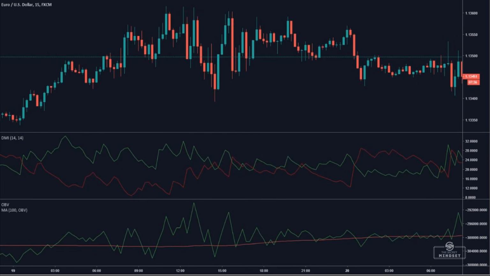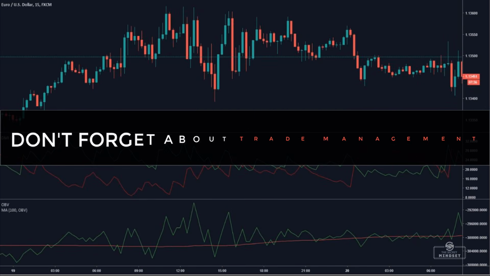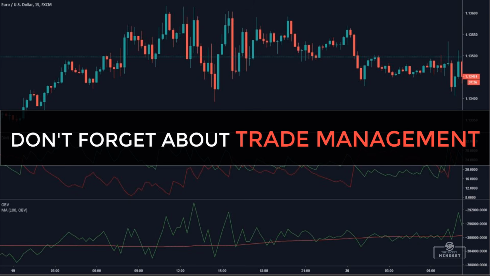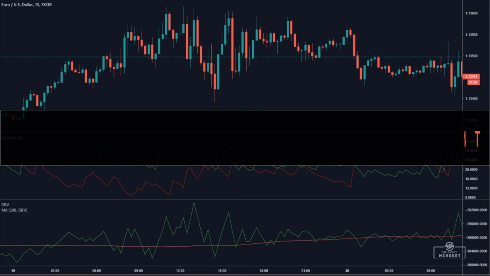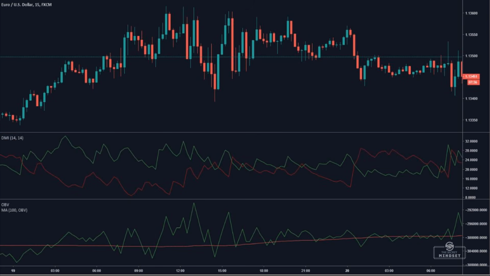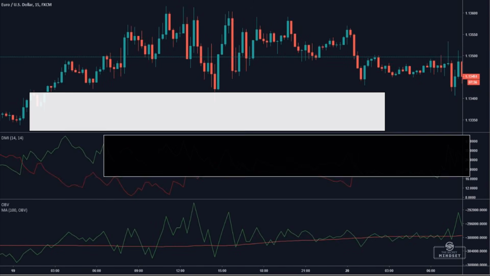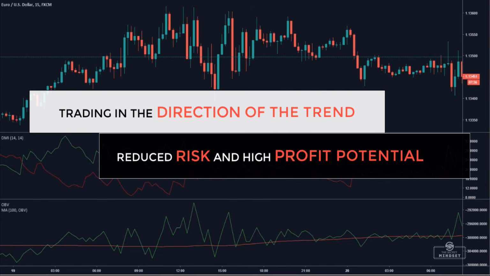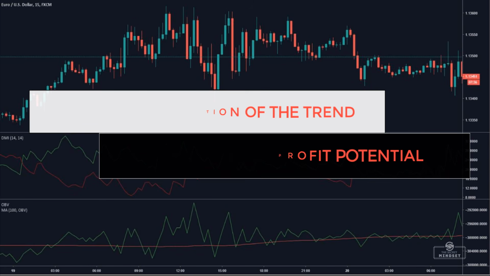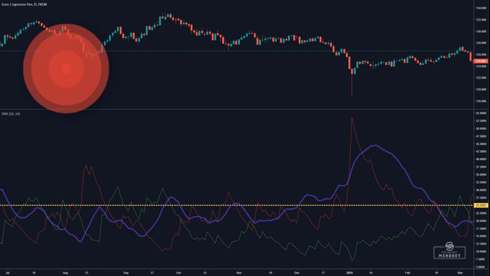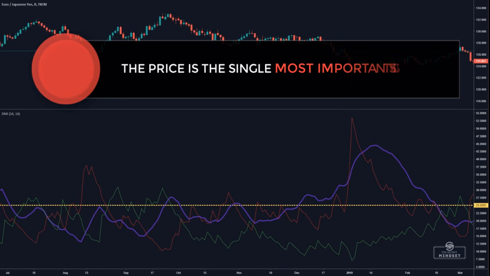Also, trade management is an important issue. There are many possibilities for trade management depending on your personality and the details of the exact trading plan. I personally go for a 2-to-1 or a 3-to-1 risk-reward ratio when I'm trading stocks that have a good volatility. I like this strategy because you are trading in the direction of a strong trend, which reduces risks and increases profit potential.